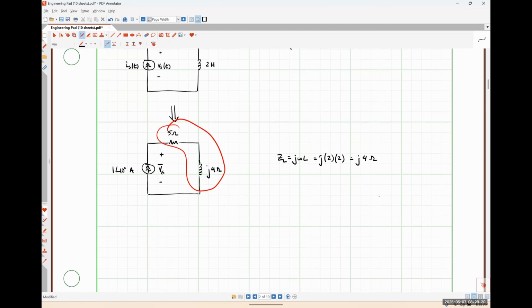So using Ohm's law, we would find that Vs is simply 1 angle 10 degrees amps times 5 plus j4 ohms, which comes out to be 6.403 with an angle of 48.660 degrees volts, which should agree with the exact same result we got on Monday. But we did a whole lot less work to get there.